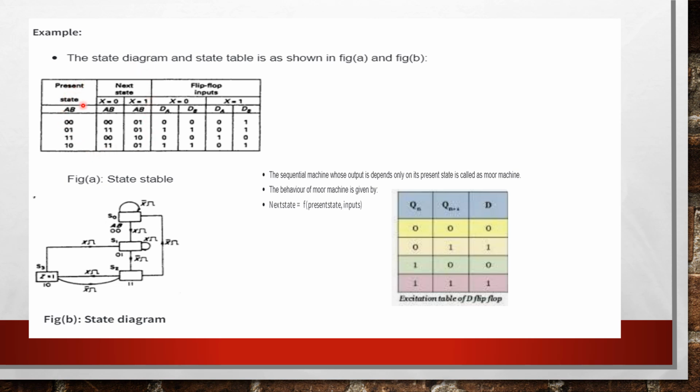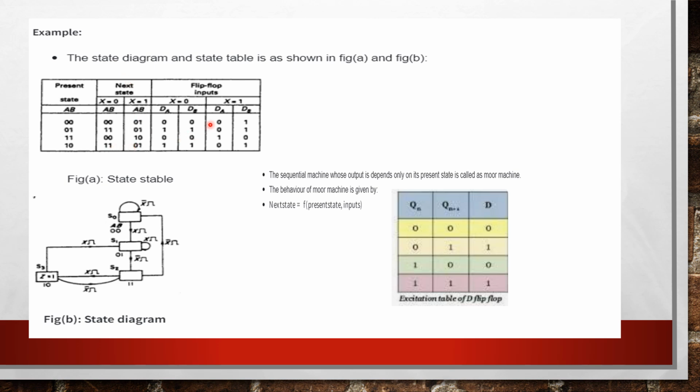Here the present state is 00, 01, 11, 10. For the next state, if the table is already given, they would give the values up to this: present state, next state, where x equal to 0 and x equal to 1 are the inputs. With the input x equal to 0, it goes to this state. When the present state is 00 and the input is 1, it goes to the 01 state. Likewise, all the combinations are given.